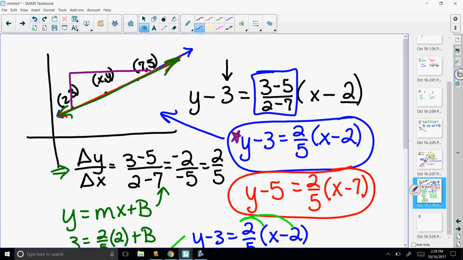Sorry. We don't have a space in between them like we did the last example. Because I go from 3 to 5. So it's up 2 over 5. I don't care where I start. If I knew this point right here, I could find another point by going up 2 and over 5.